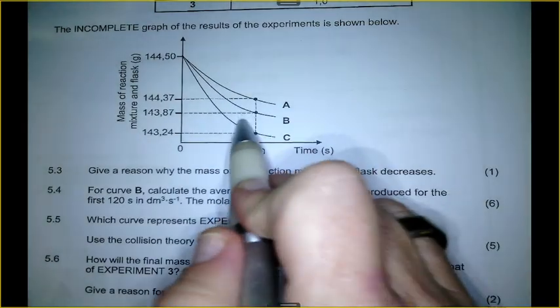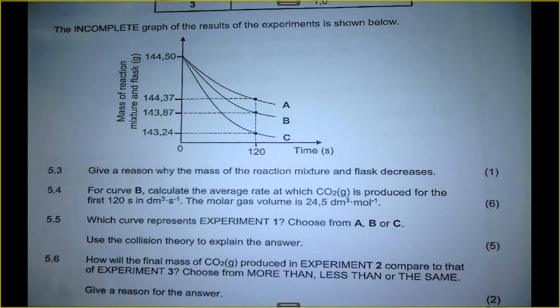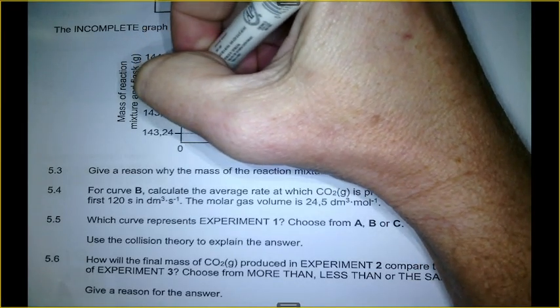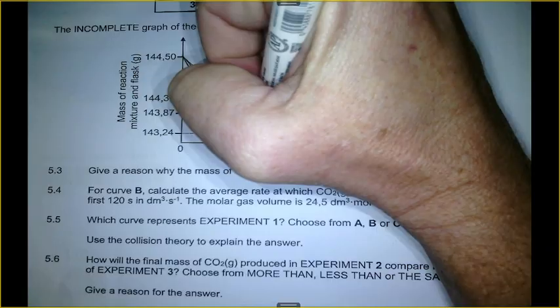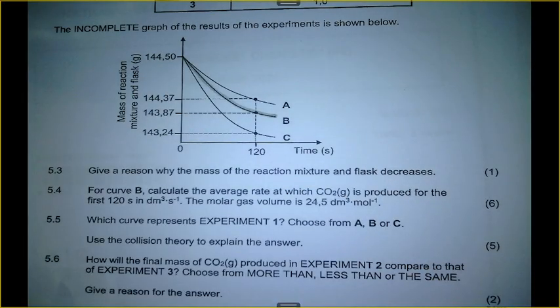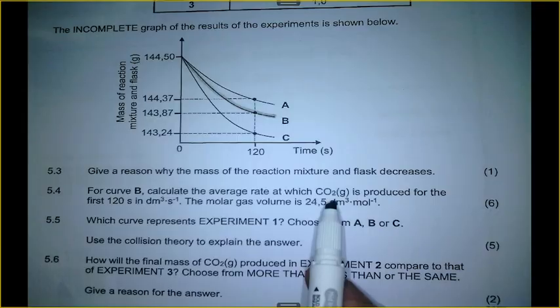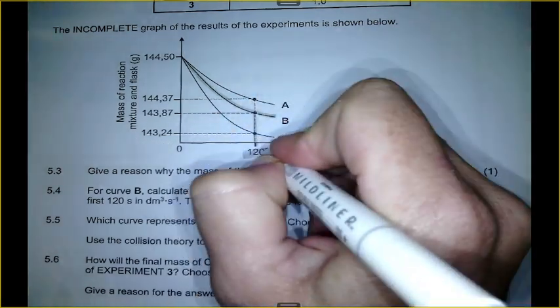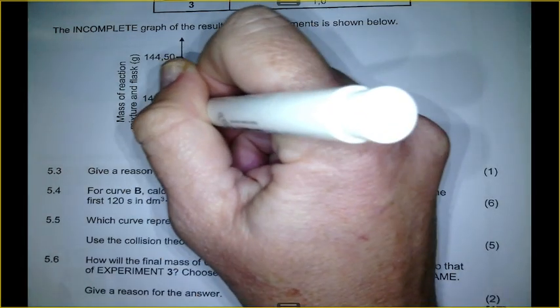Incomplete graph. For curve B. Calculate the average rate at which carbon dioxide is produced in the first 120 seconds.